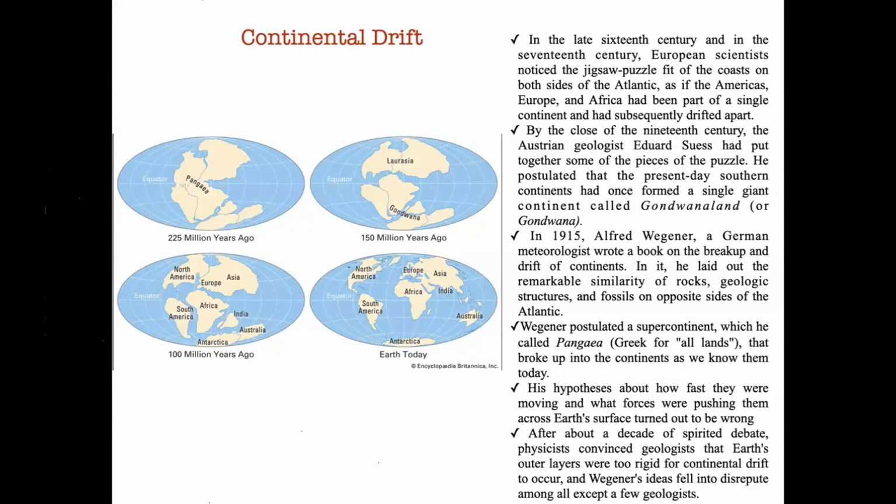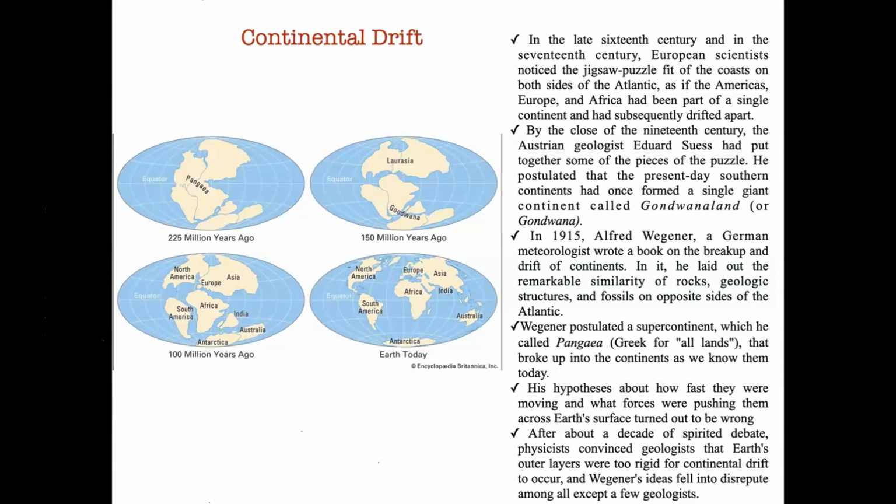Then in 1951, there was a breakthrough by this German meteorologist Alfred Wegener. He was in World War I, and he was healing from the wounds which he got in World War I. During that time, he wrote this book on breakup and drift of continents.